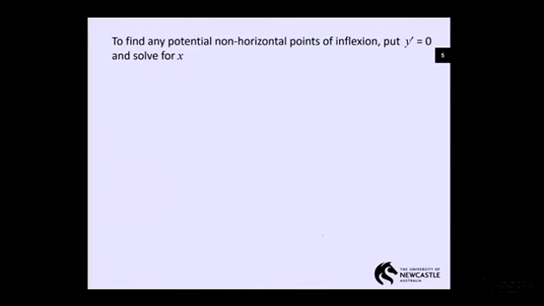It says if you're looking for any points of inflection, whether they're horizontal or non-horizontal, the reason it's saying non-horizontal there is that if it was a horizontal point of inflection, it already would have popped up as our stationary point. So that's why it's declaring it there. Now we're just looking for any non-horizontal points of inflection.